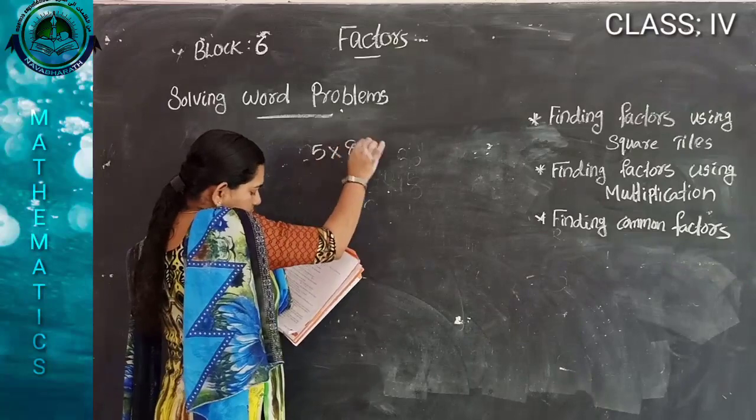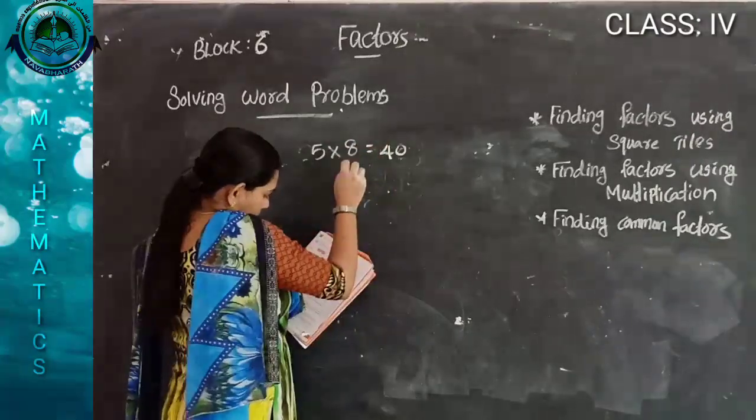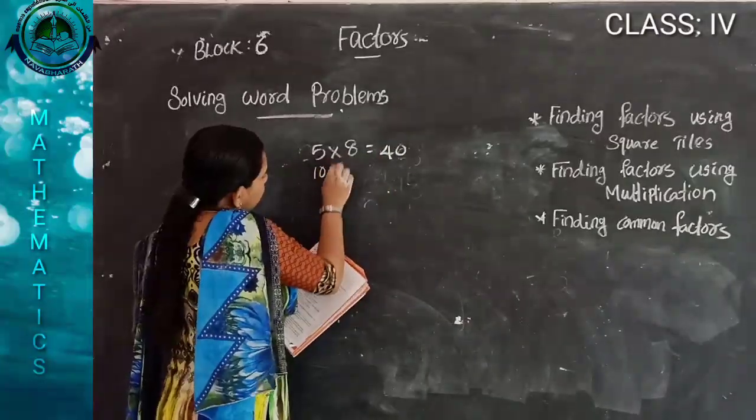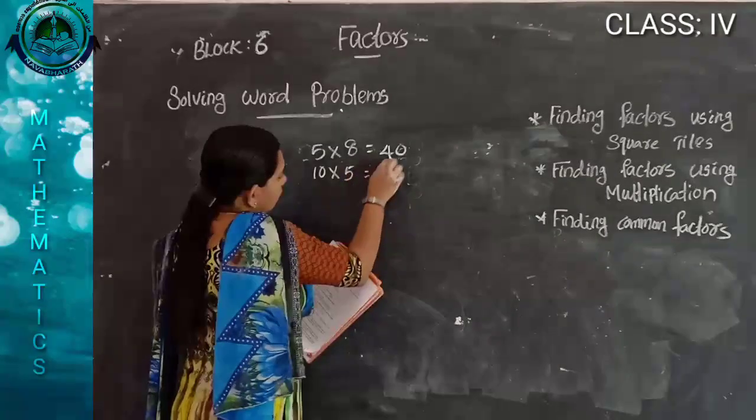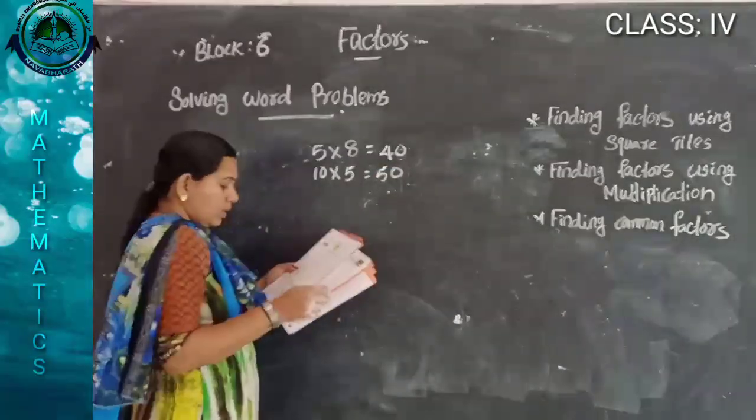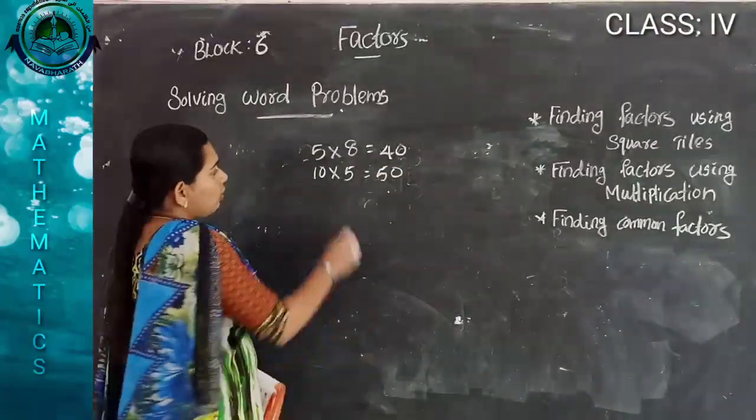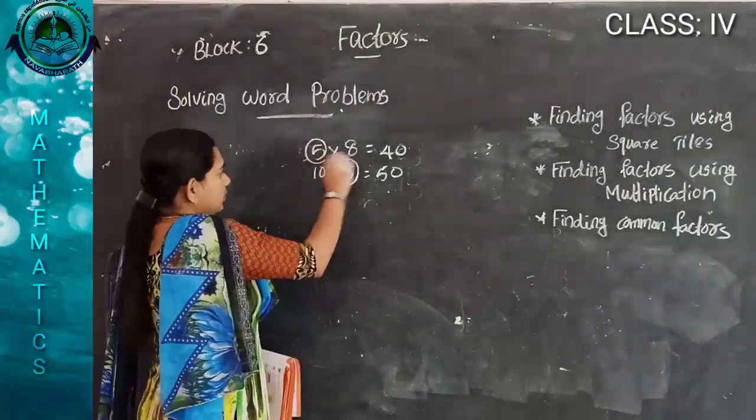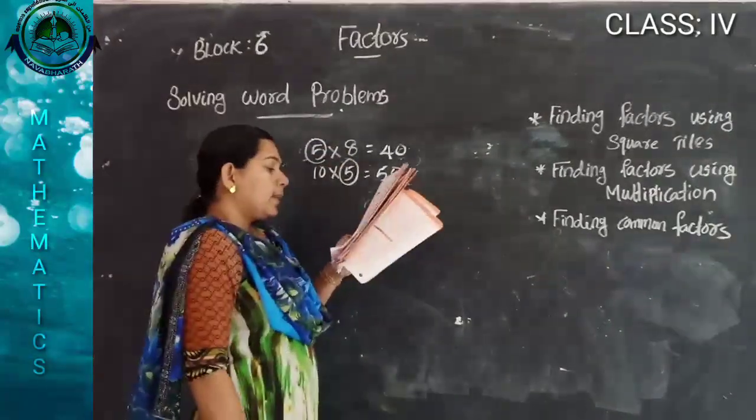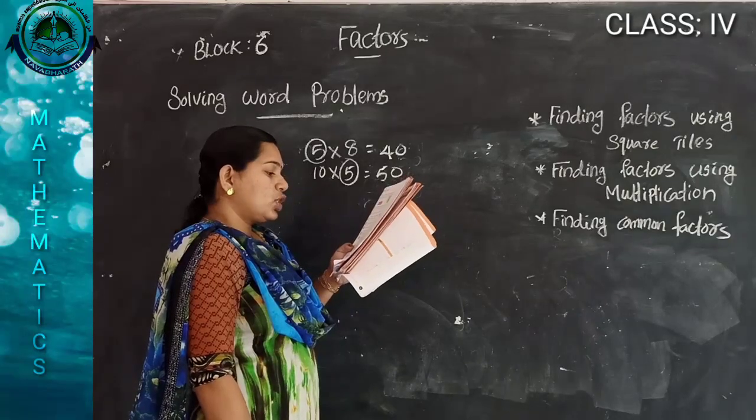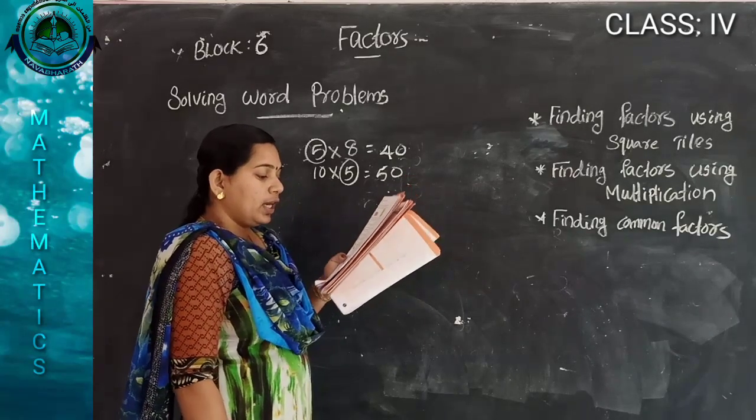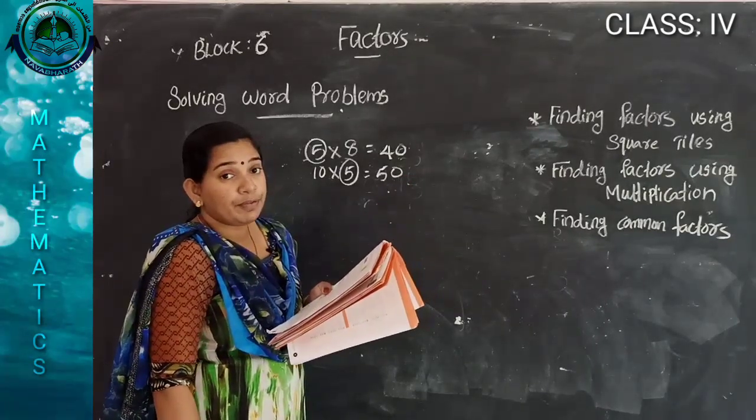5 into 8, 14. 10 into 5, 50. From here the common factor is 5. Okay. Then second, 7 into 9, 63. 2 into 7, 14. Here the common factor is 7.